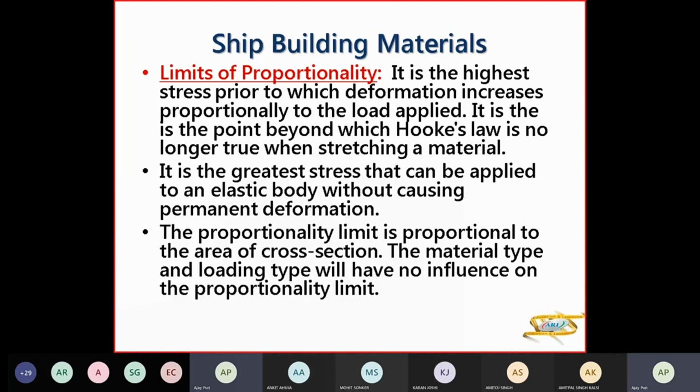Your limit of proportionality can also be defined as the greatest stress which can be applied to an elastic body without causing permanent deformation. Because in case your limit of proportionality and elastic limit are the same, then it will be the greatest stress applied to an elastic body without causing permanent deformation. But if your limit of proportionality and elastic limit are different, then up to the limit of proportionality, the strain is directly proportional to stress. After it, till the yield point, it will not be proportional. That means your strain will not be proportional to stress. So the proportionality limit is proportional to the area of cross section. So the material type and loading type will have no influence on the proportionality limit.